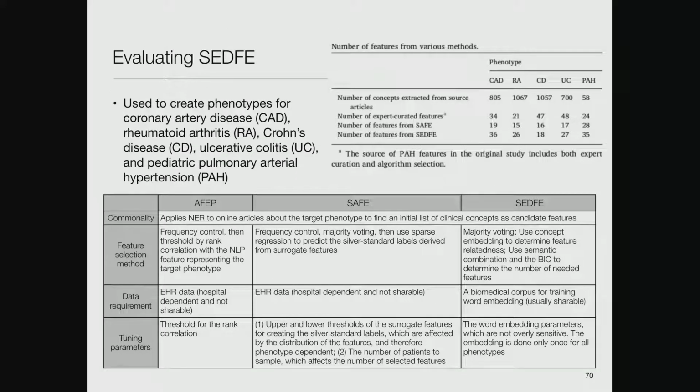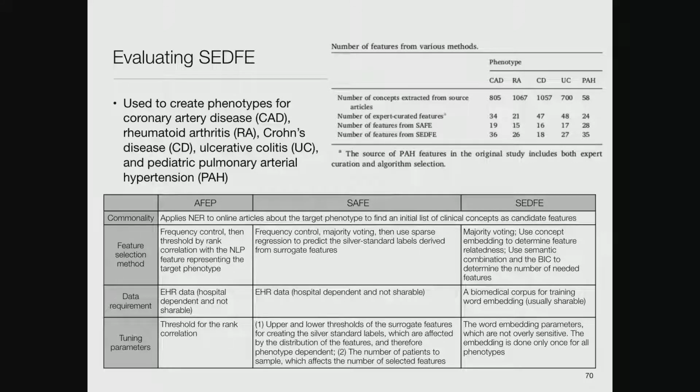And again, what you see is that the expert curated features for these five phenotypes, which are coronary artery disease, rheumatoid arthritis, Crohn's disease, ulcerative colitis, and pediatric pulmonary arterial hypertension, they started with 20 to 50 curated features. So these were the ones that the doctors said, okay, these are the anchors in David's terminology.